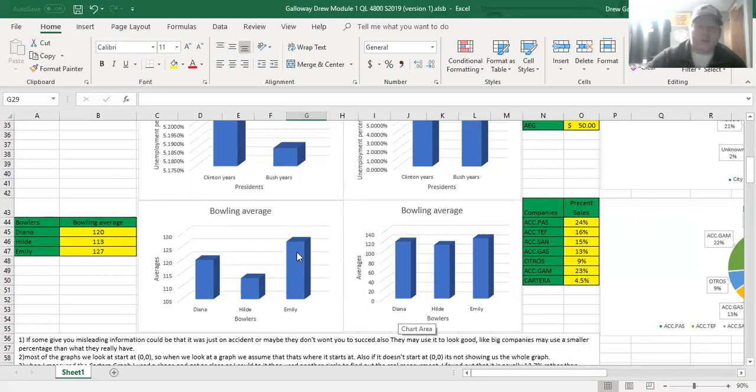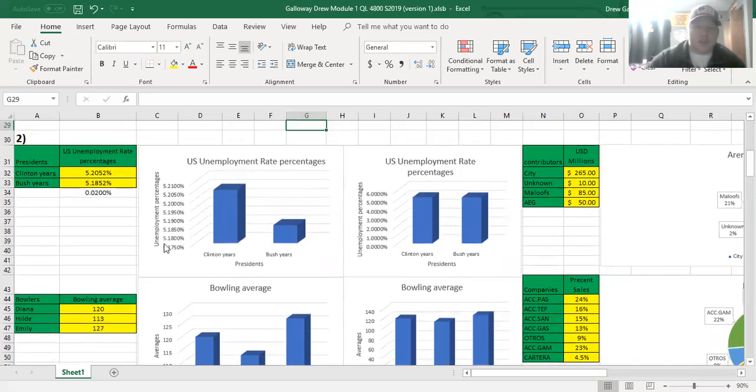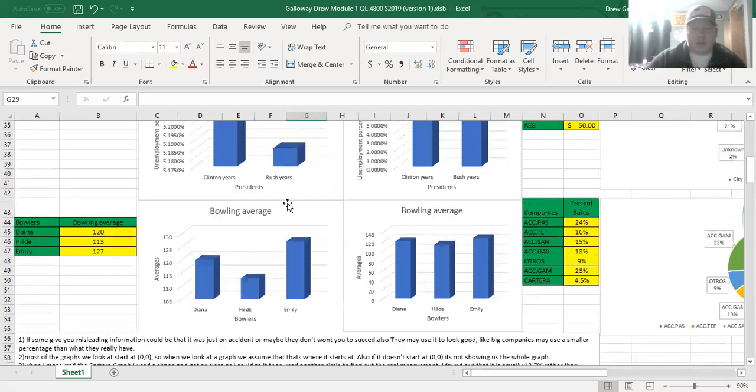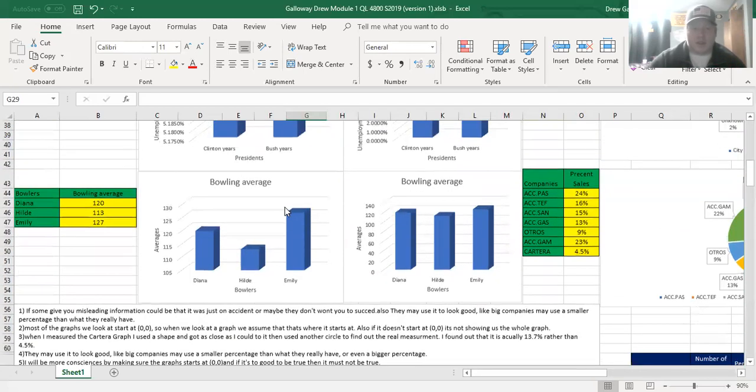Like big companies, they use smaller percentages that will make them look really good, or bigger percentages depending on what they're trying to go for. Like here, they were trying to show that Bush has a smaller unemployment rate, but if you look, they don't actually start at 0.00. They start at 5.1750%. But if you put it at 0, you can tell that it's not actually the way it's supposed to be. There's not even that much of a difference. So in here, they're really just trying to make Bush look good.